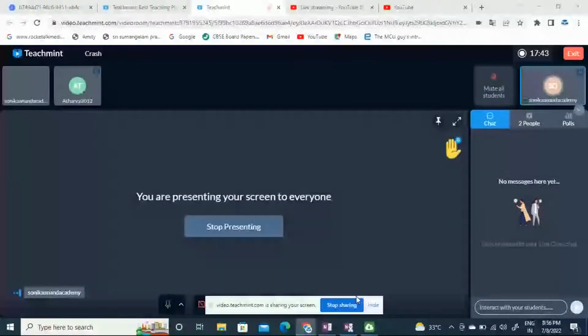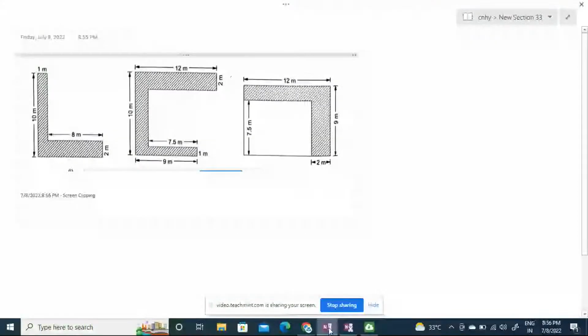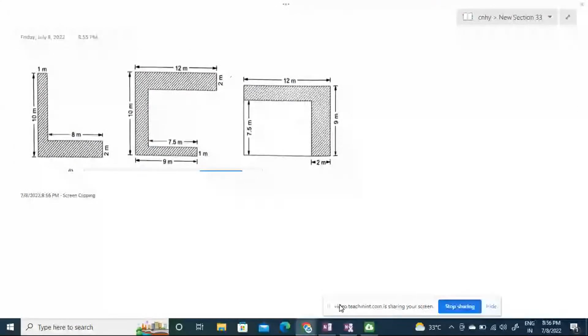What happened to the screen? The screen just stopped. Okay, I'm sharing this. Yes, visible.